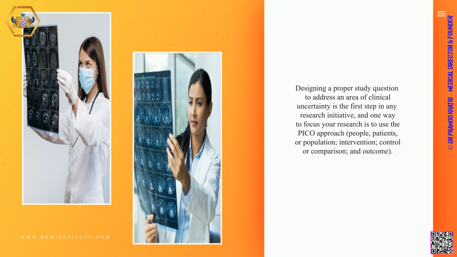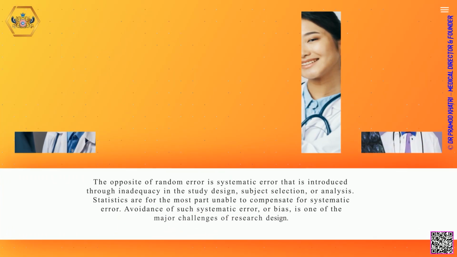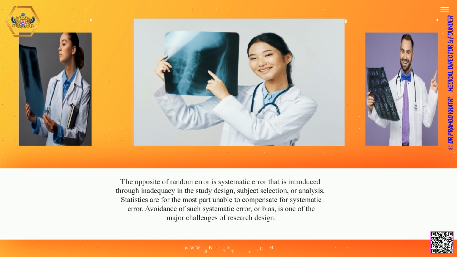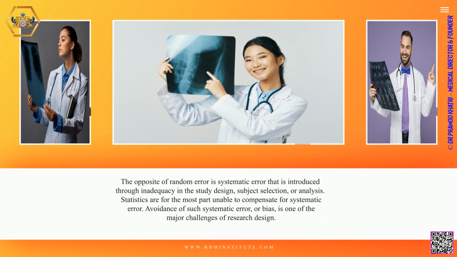The opposite of random error is systematic error, that is, error introduced through inadequacy in the study design, subject selection, or analysis. Statistics are, for the most part, unable to compensate for systematic error. Avoidance of such systematic error, or bias, is one of the major challenges of research design.